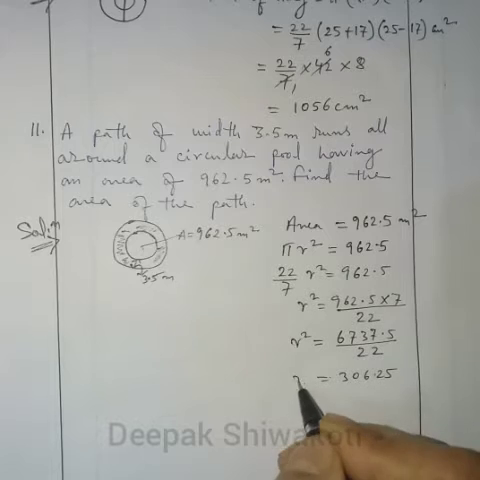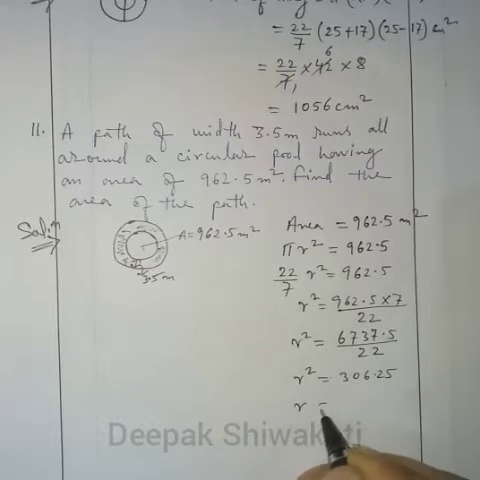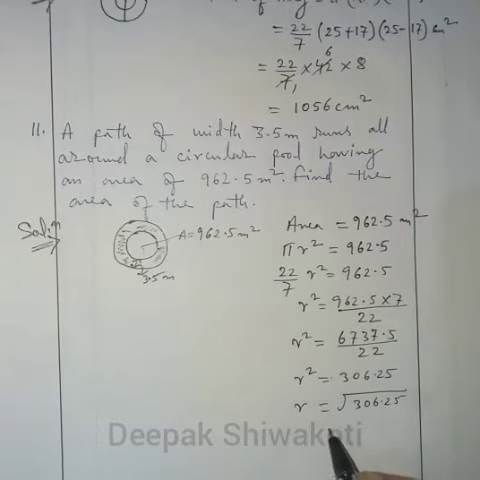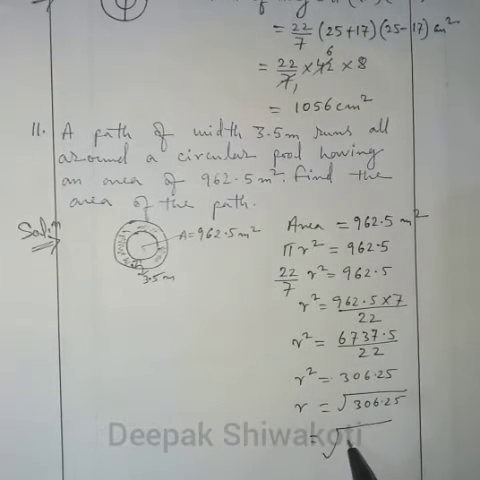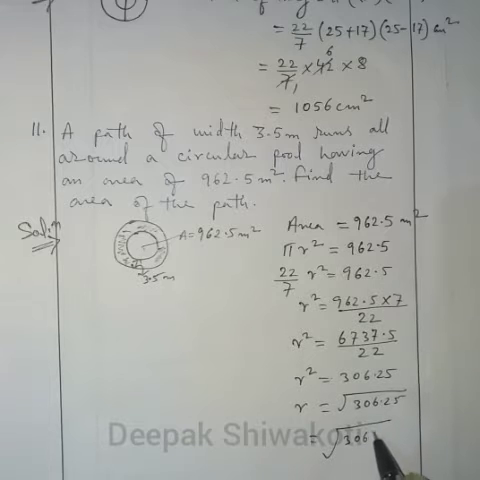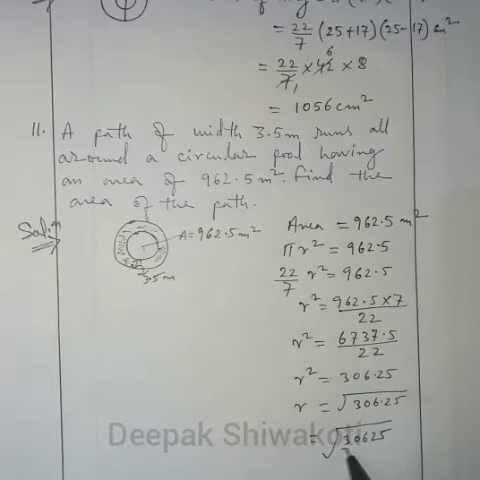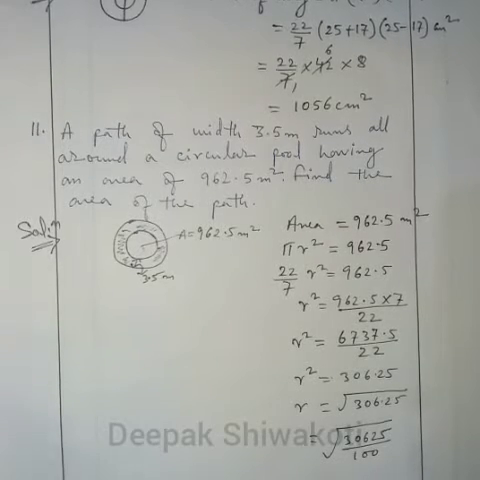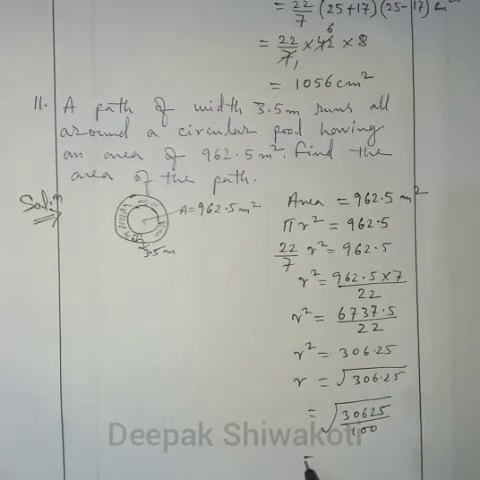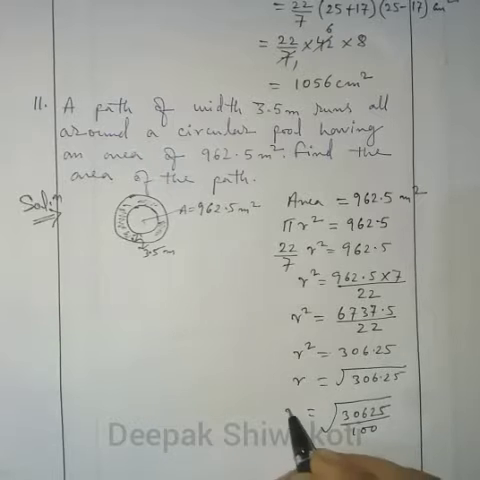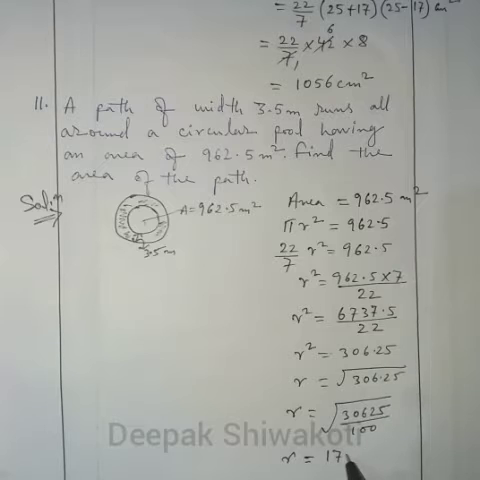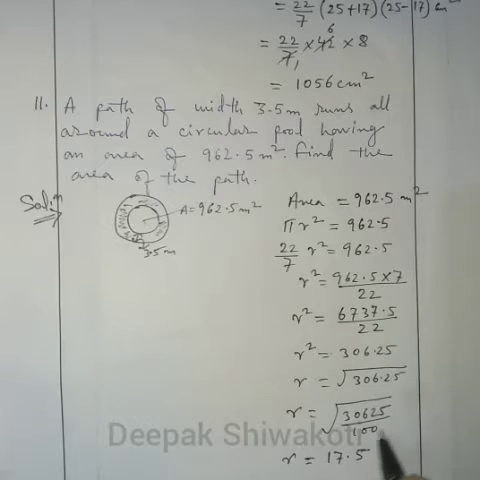Now this is r square. To get r, we have to find the square root of 306.25. This can be found by removing the decimal and factorizing the numerator and the denominator. So you will get the radius as 17.5. Just factorize this to get the square root of this.